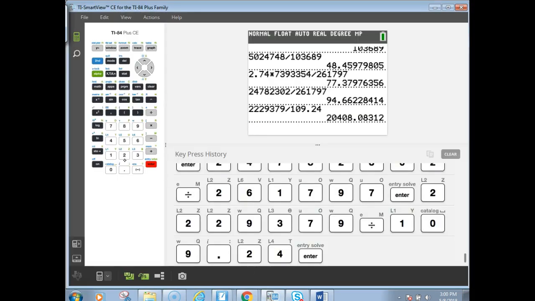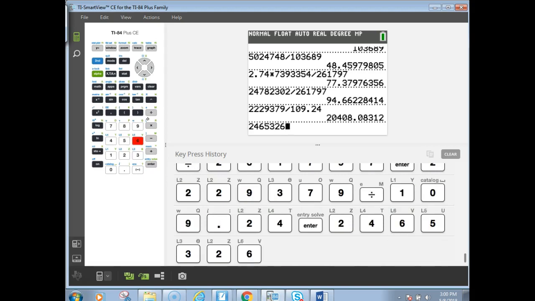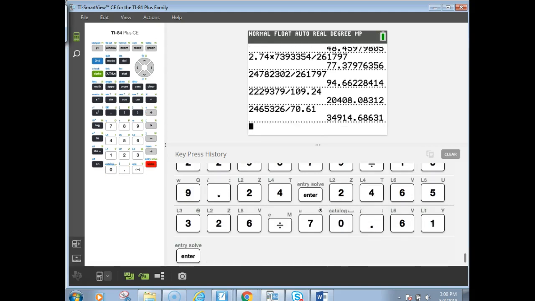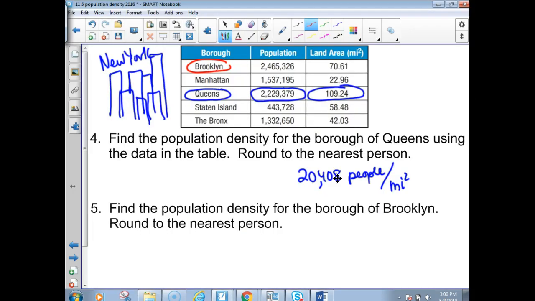We're going to go 2,465,326 divided by 70.61. All right, so let's see. In this Brooklyn, there are 34,915 people per square mile. So it's even denser than Queens.